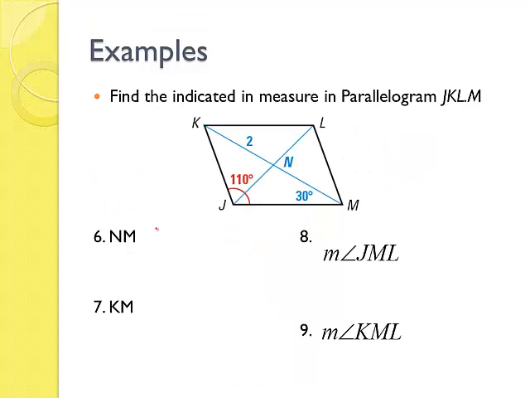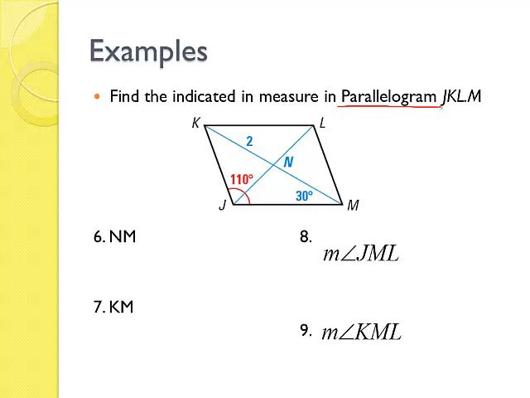Okay, last example. Now I have a parallelogram. It says find the indicated measures in the parallelogram. That means all of the properties that we know are true in this. So we have opposite sides of a parallelogram are congruent. Opposite sides are parallel. Opposite angles are congruent. Consecutive angles are supplementary. And diagonals bisect each other. That's 5 properties. So we are given certain things here.